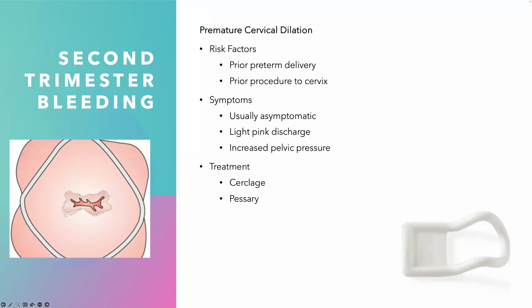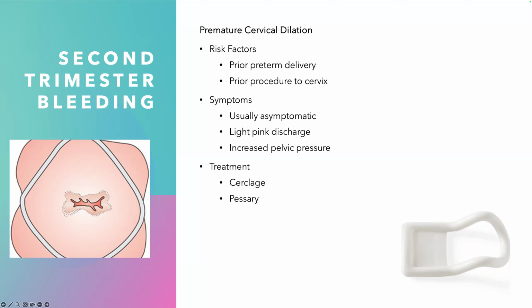Okay, second trimester bleeding. So premature cervical dilation. This is a cervix that starts to dilate prematurely. And what we worry about is the fetus, they may not actually be able to carry the fetus to term. Typically in these patients, they are going to be asymptomatic.